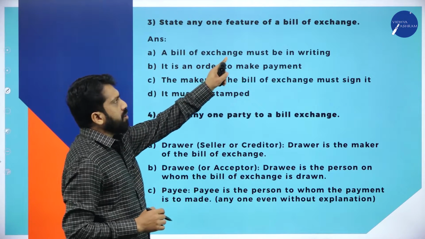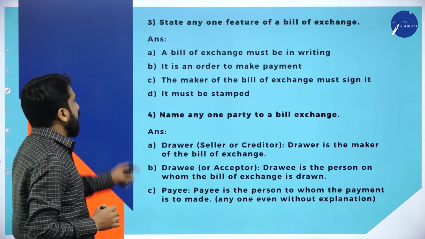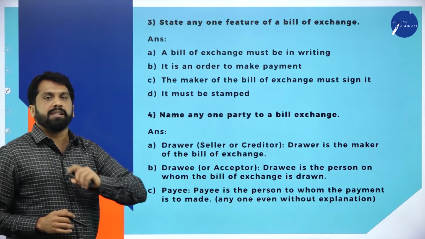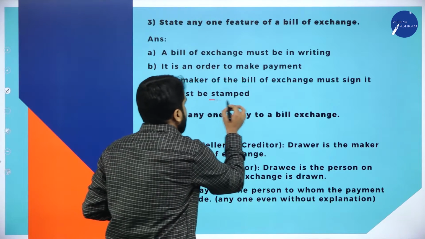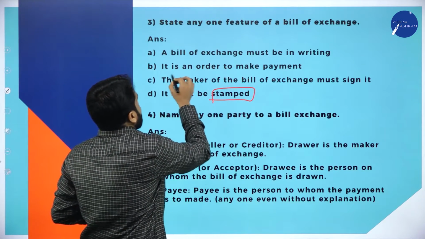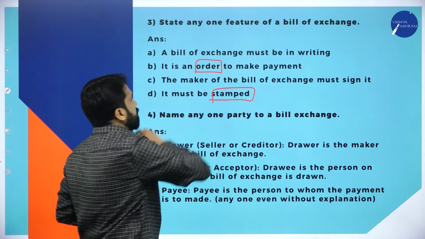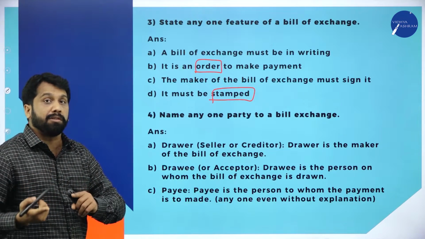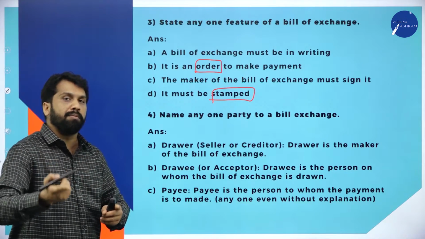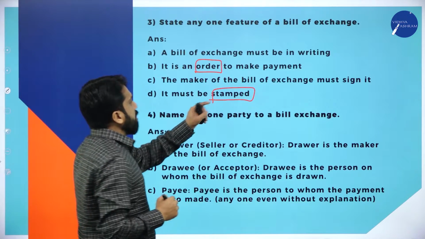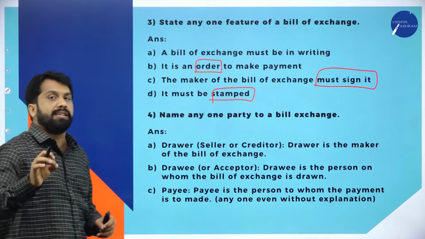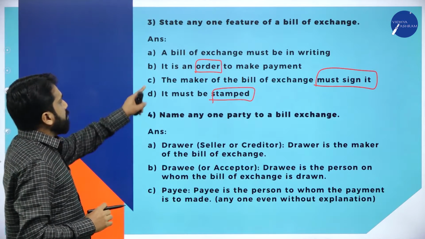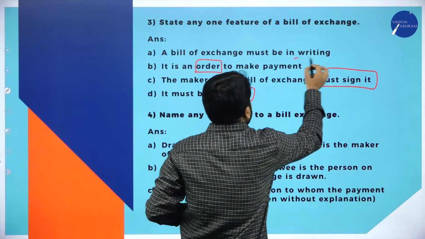Any one feature of bills of exchange. We have around 4 to 5 features. Remember any one. Easy to remember. It must be stamped. Easy. It is in order. As I told you, bills of exchange is always order to pay. Promissory note, promise to pay. Now, the maker of the bill of exchange must sign. So, signature is a must. Now, bill of exchange must be in writing.